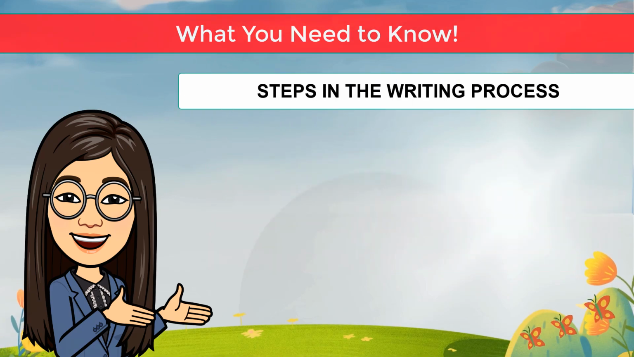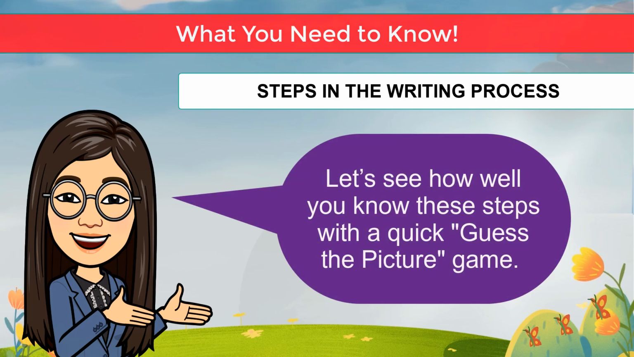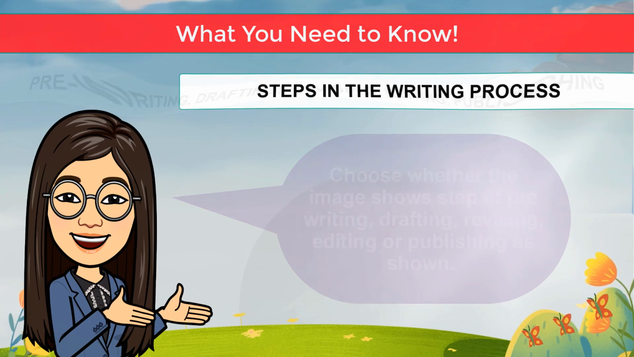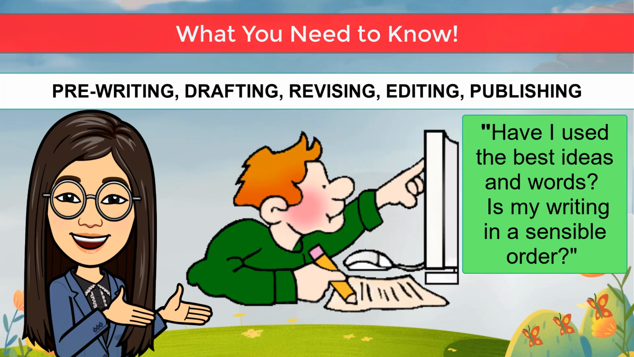Steps in the writing process. Let's see how well you know these steps with a quick guess the picture game. Choose whether the image shows the step of pre-writing, drafting, revising, editing, or publishing, as shown. You've got 5 seconds for each item. Ready? Set. Go! 1. Have I used the best ideas and words? Is my writing in a sensible order?